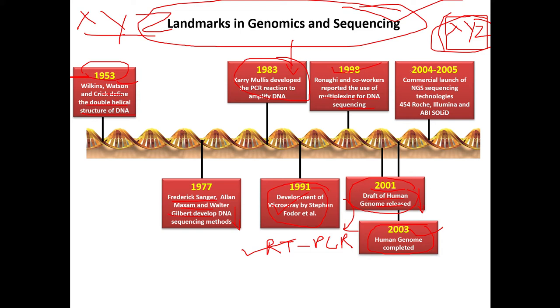In 2004 and 2005 there was the commercial launch of NGS. NGS means next generation sequencing platforms for sequencing technology, that is 454, Illumina and ABI SOLiD. I will discuss more about DNA sequencing in upcoming lectures, so you have to wait. In 2010 single cell sequencing became very prominent, because from 1953 to 2010 there was a gradual revolution in the field of genomics and bioinformatics.